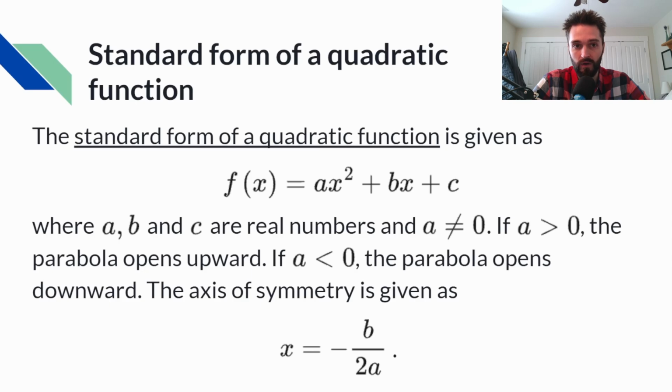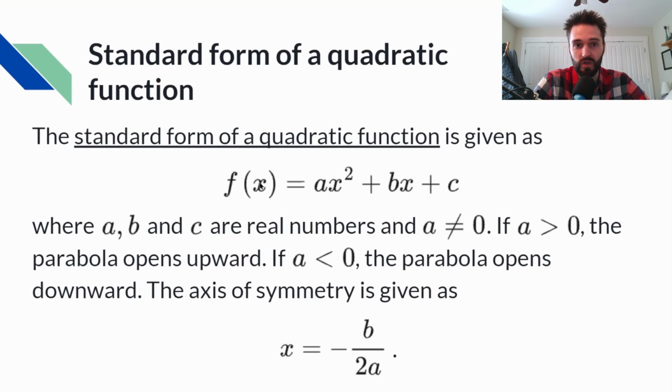So let's talk about standard form. The standard form of a quadratic function is given as f of x equals ax squared plus bx plus c, where a, b, and c are real numbers, and a does not equal 0. Okay? If a is positive, right, if a is greater than 0, then the parabola opens upward. If a is negative, then the parabola opens downward.